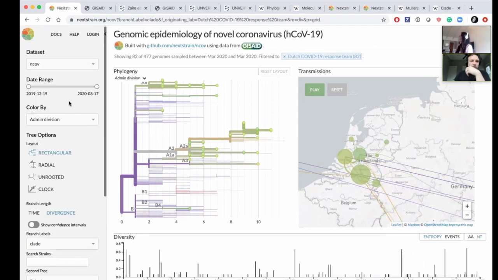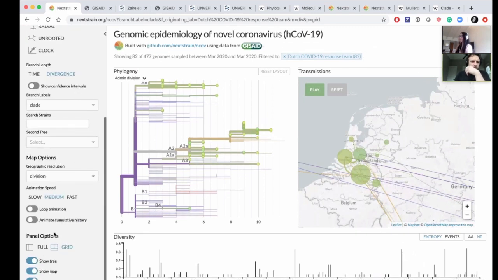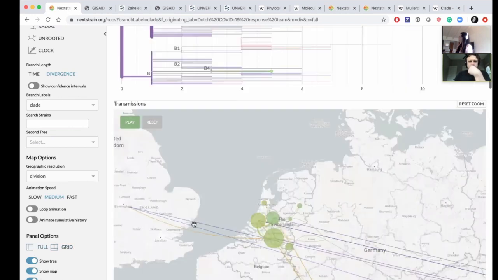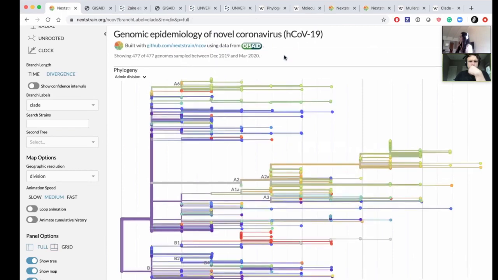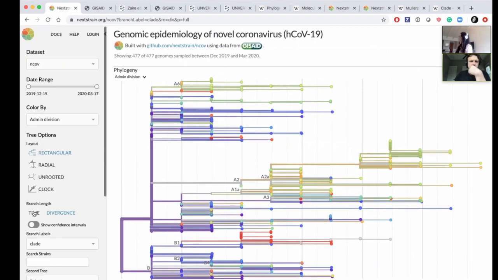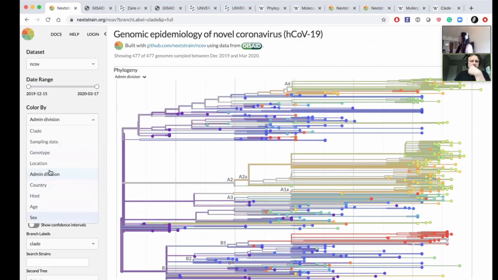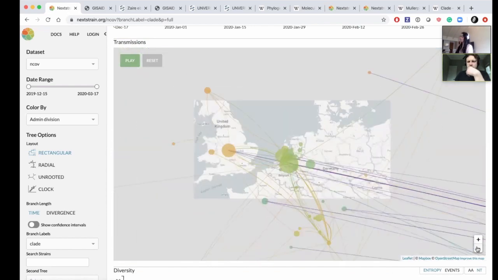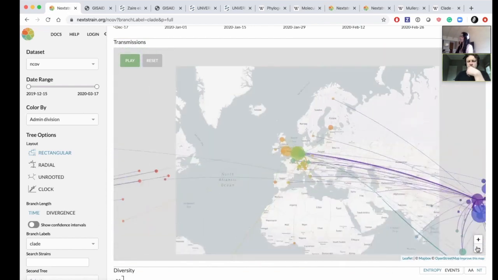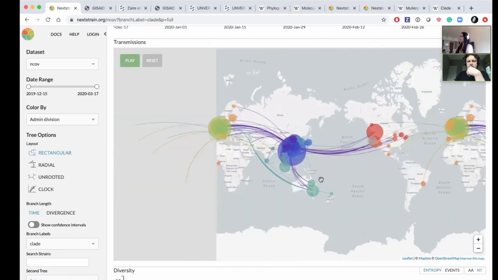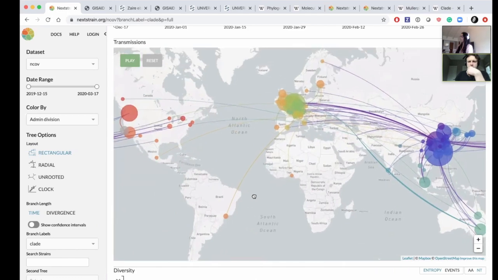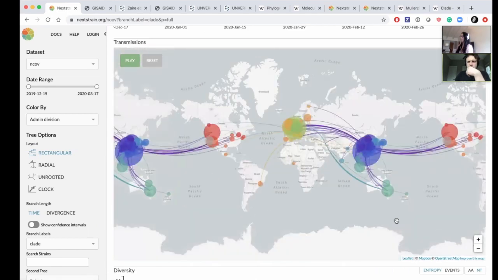All right, so let me go to full, and then I'm going to remove the filter, and I'm going to go to time and color by administrative division's fine. That'll give us, we can try a couple different colorations. And then there's a couple options for coloring the map and kind of what it's going to show.